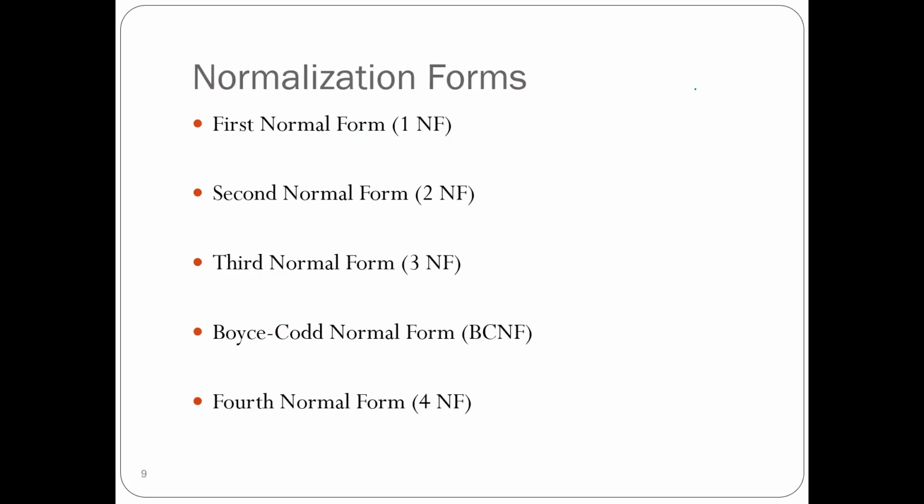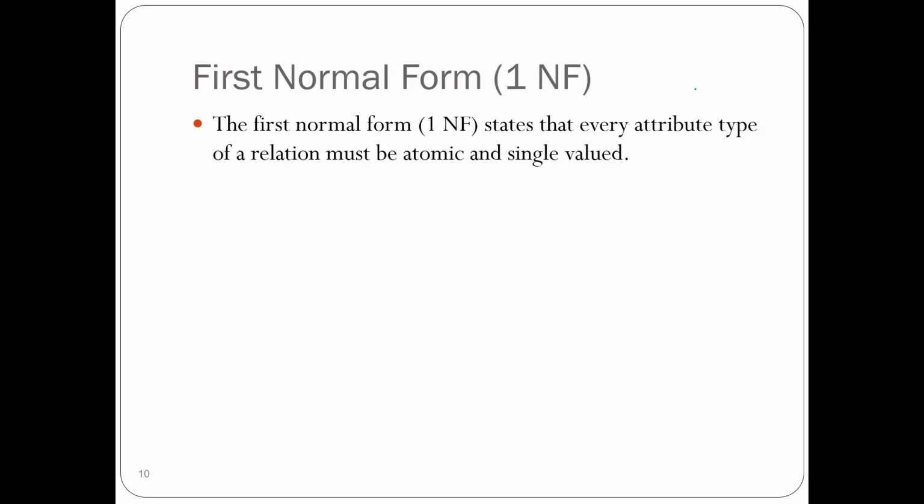What next? Now we will get into the normal forms in a more systematic way, and we will discuss four normal forms. The very first normal form that we will learn about is the first normal form. That will be followed by the second normal form, then the third normal form. We will then discuss BCNF, that's Boyce-Codd normal form, and finally we will discuss the fourth normal form. So let's start with the first normal form.